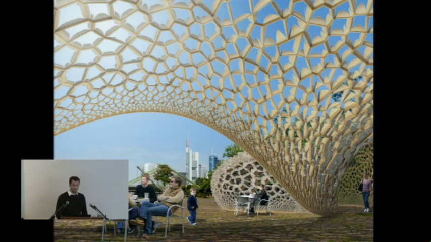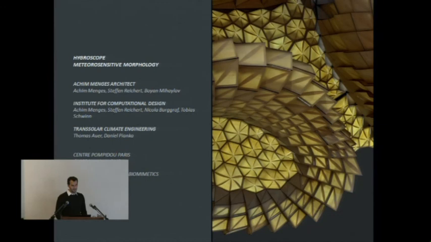Somehow we're still waiting for this project to happen, but in the meantime, we had the chance to develop this system further to the point of an actually fully functioning prototype based on a commission by the Centre Pompidou in Paris for an installation for their permanent collection, actually, which was named Hygroscope Material Sensitive Morphology.